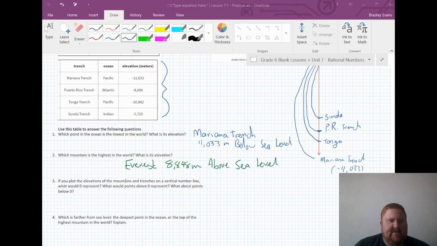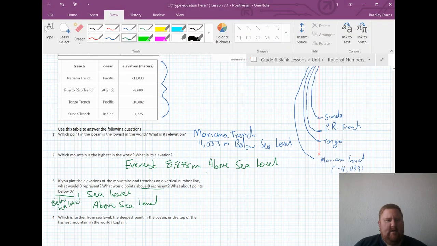If you plot the elevations of the mountains and trenches on a vertical number line, what would 0 represent? All right, well, we just kind of mentioned that one. So 0 is going to represent sea level, and points above 0 are going to be above sea level, and points below 0 are going to be below sea level. And in our example, above sea level are going to be mountains, and below sea level are going to be the trenches.